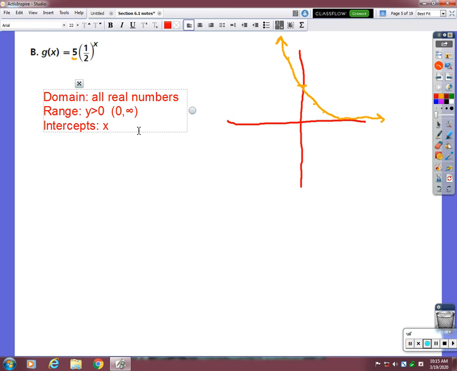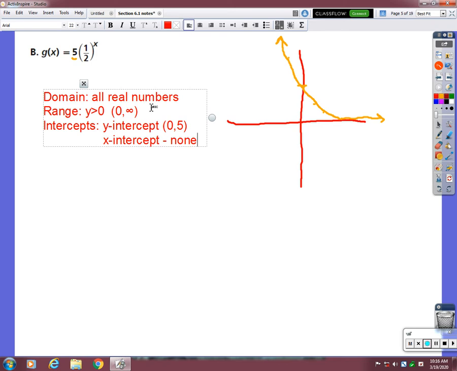Let's do the y-intercept first because that's more interesting. The y-intercept, you can see from this graph, is not 0, 1 because of this 5 right here. The y-intercept for this graph is 0, 5, which might lead some of you to ask the interesting question, will this always be the y-intercept? And the answer to that is absolutely, so that's exciting to think about. And then the x-intercept, of course, for this one will be none.